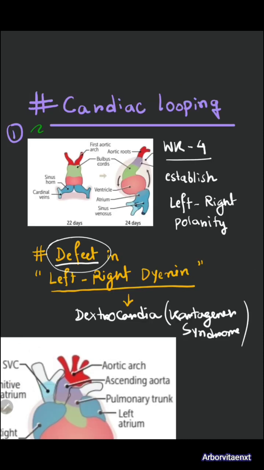Now just remember this picture here. We can see the aortic roots, the bulbus cordis, the ventricle, the atrium, the pericardial sac, and the truncus arteriosus. So now we'll go and see what happens next.